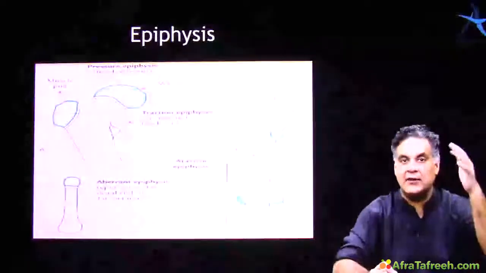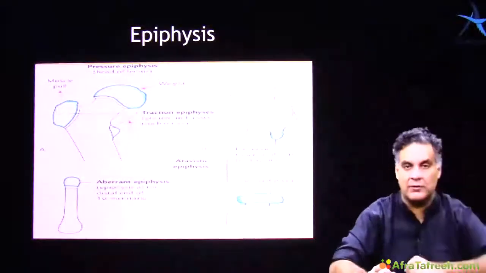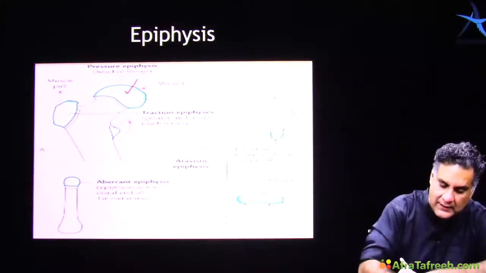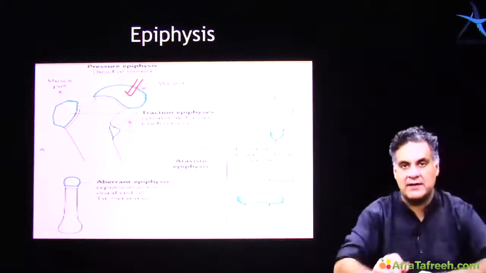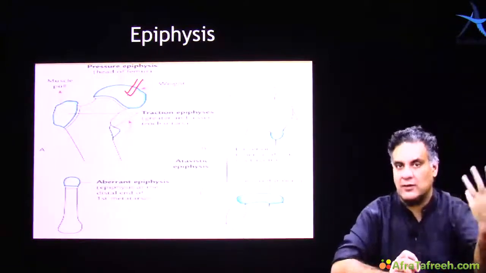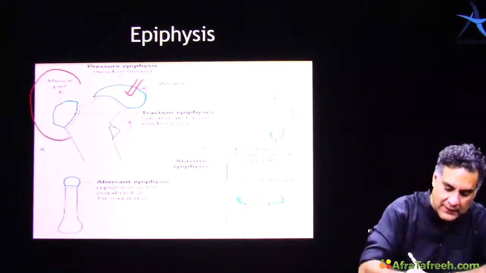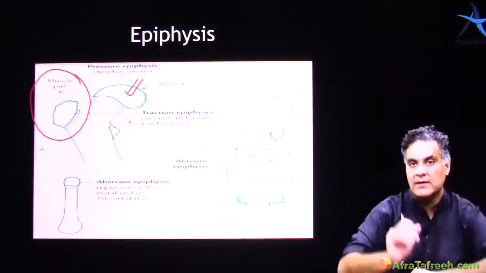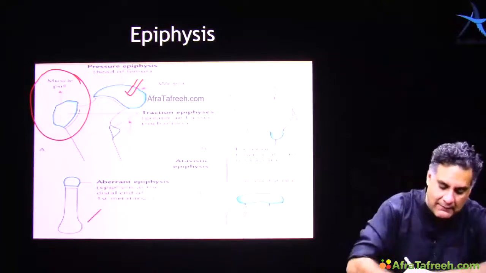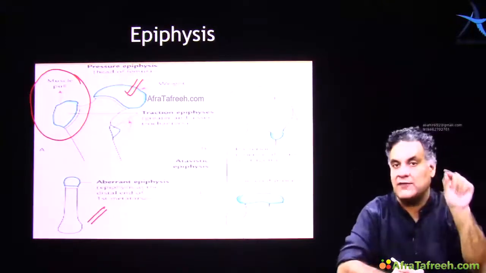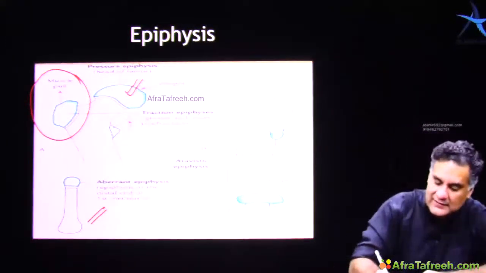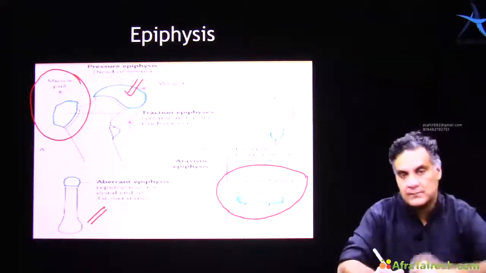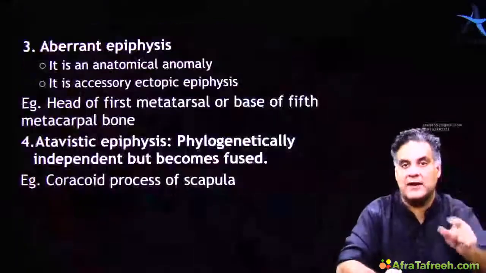And when you look at the end of a bone called epiphysis, the terminal end of a bone, there are 4 types of epiphysis. Number 1 is the weight bearing, like the head of femur, pressure epiphysis. Number 2, which is very commonly asked, because of a muscle pull, the traction epiphysis, like the trochanters of femur or tuberosities of humerus. Number 3 are aberrant epiphysis, not of much significance, but what is very commonly asked are the atavistic epiphysis, like the coracoid process having a fusion with the scapula. This is something that is very commonly asked to the students.